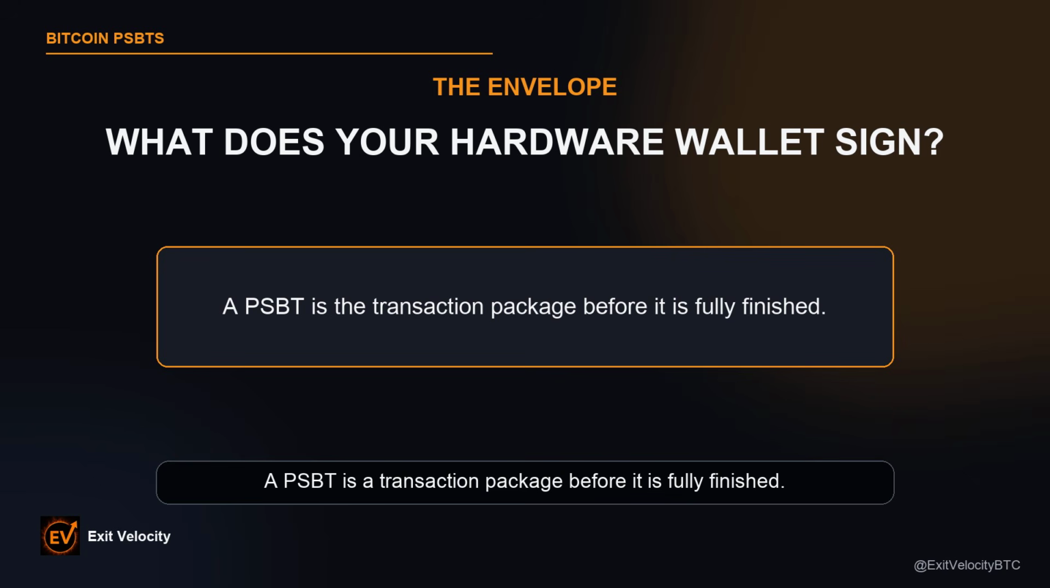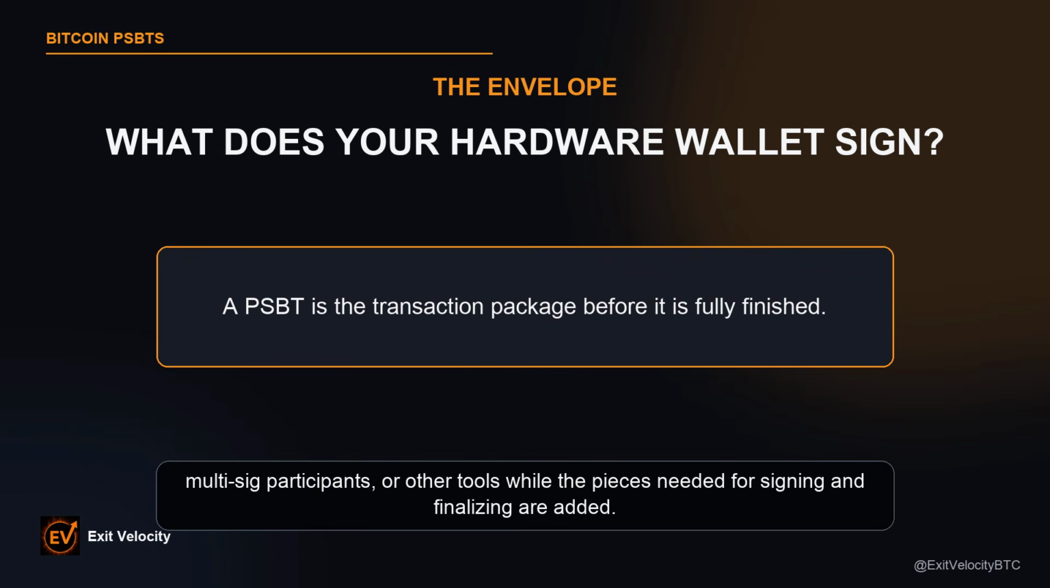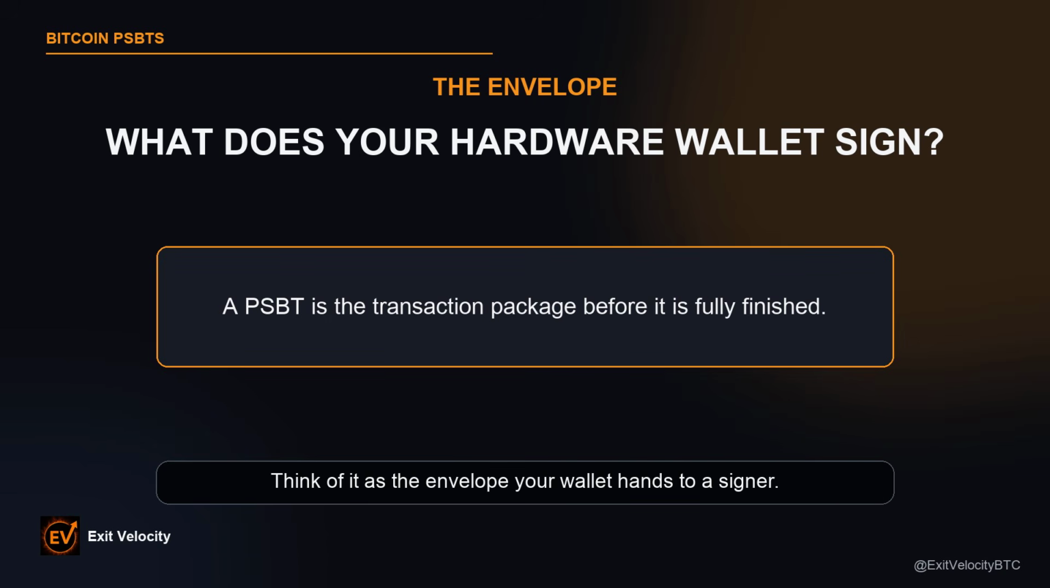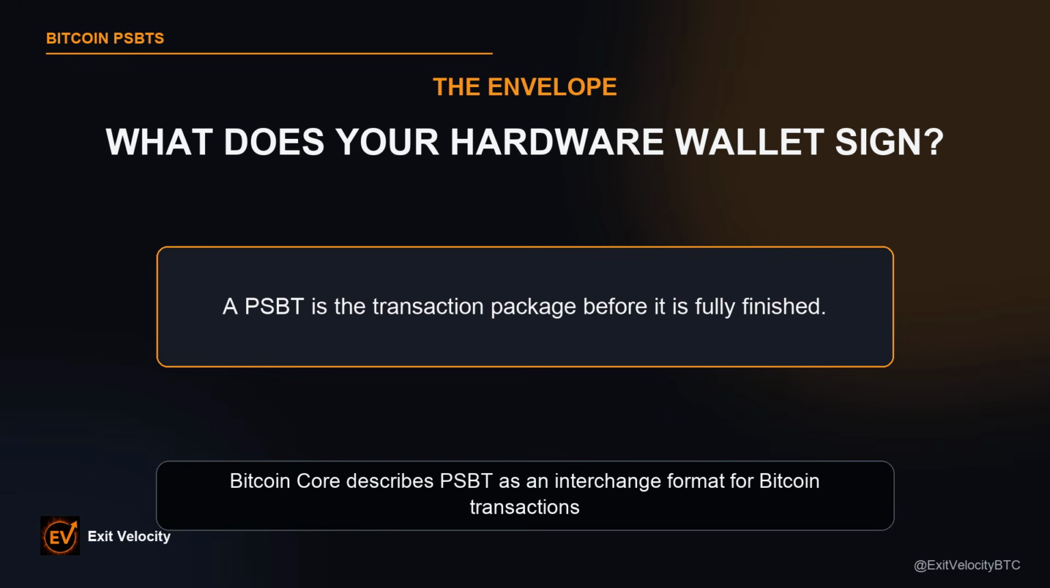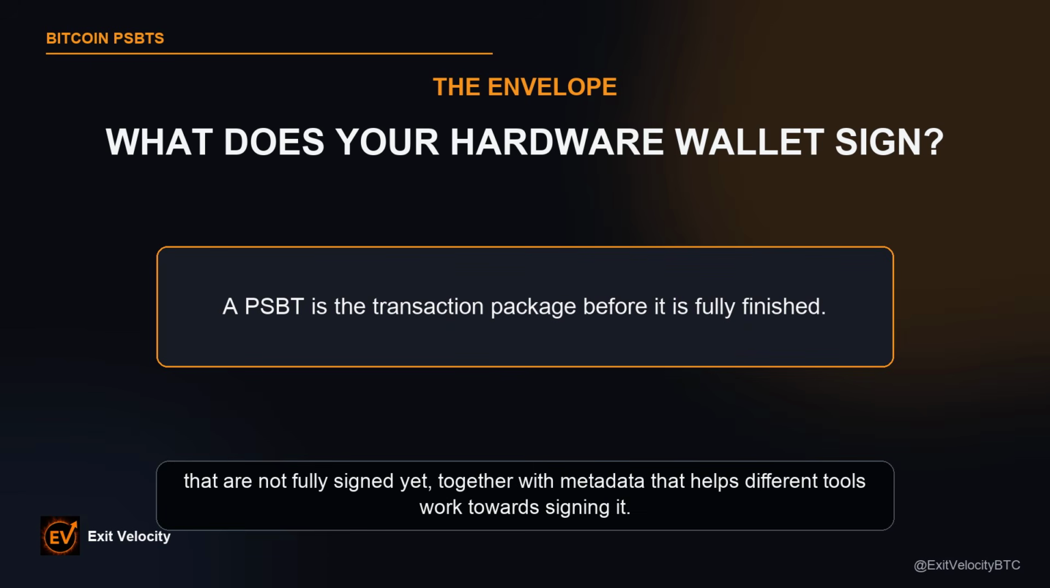The name sounds technical because it is technical, but the beginner model is simple. A PSBT is a transaction package before it is fully finished. It can move between software, hardware wallets, multisig participants, or other tools while the pieces needed for signing and finalizing are added. Think of it as the envelope your wallet hands to a signer. The envelope does not need to contain your private key. It contains transaction information and metadata that help the signer understand what is being signed.